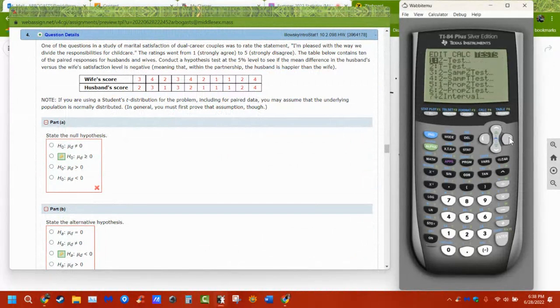I'm going to go to stat, test, and this is a t-test. And I'm going to have data. My test here is 0. I'm looking to test that this is 0. I'm looking to see if it's negative. But my list is in list 3, so make sure you choose the right list. I have a frequency of 1. My alternative is that it's negative, so less than 0. And calculate. And that's going to give me my information.